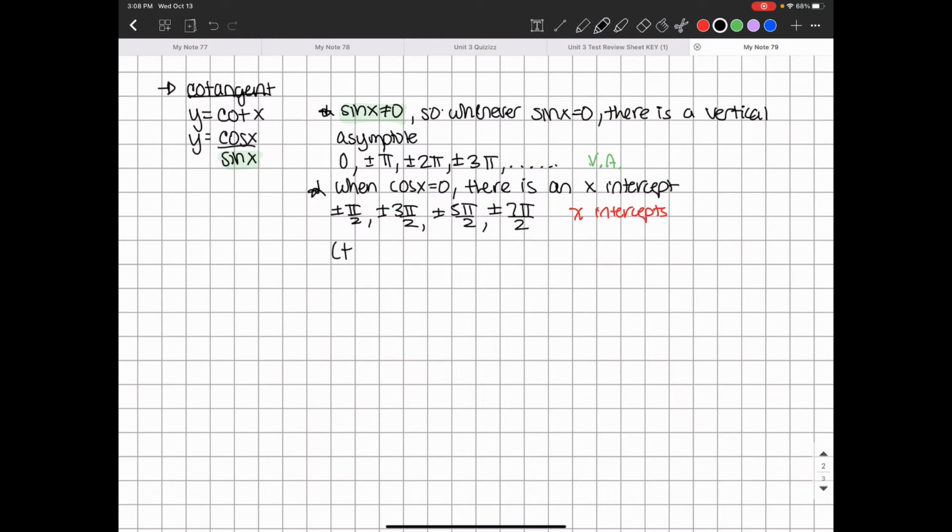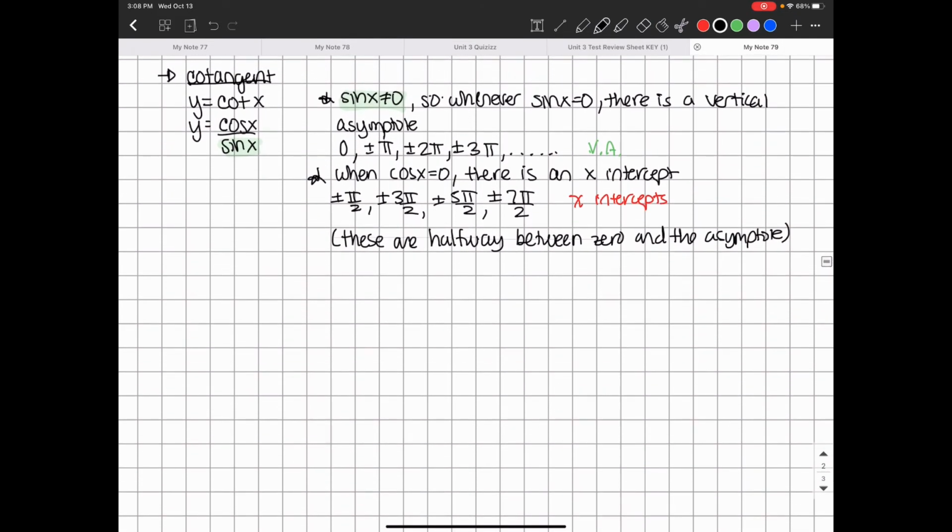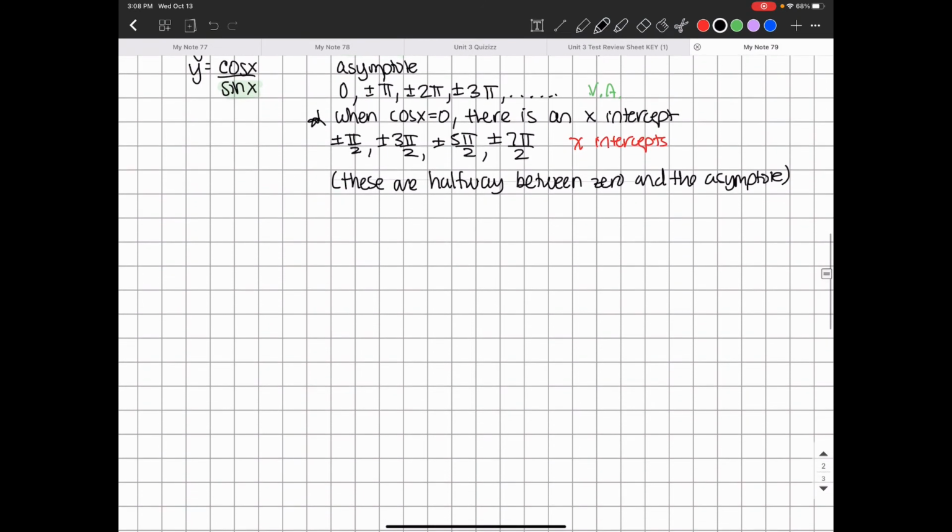Another thing to keep in mind is these are halfway between 0 and the asymptote, just like they were in the tangent graph. So it looks very similar to the tangent graph. There's just different vertical asymptotes and different x-intercepts. And you're going to see one other difference, and I'll show you what it is when I graph this.